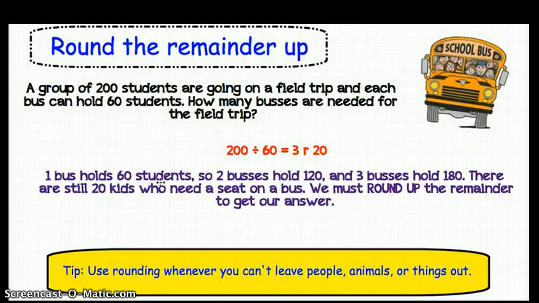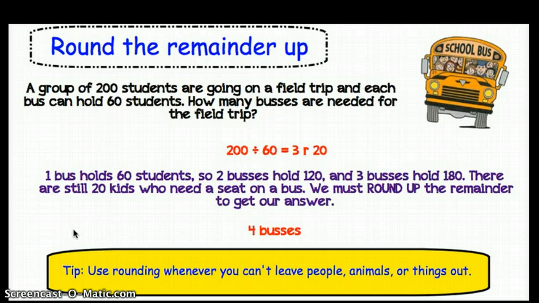One bus holds 60, two buses will hold 120, and three buses hold 180. But there are still those 20 kids who need a seat on a bus. So we have to, in this case, round up the remainder to get our answer. And our answer is going to be four buses. We cannot leave those 20 people without a bus, or they would get left behind from the field trip.